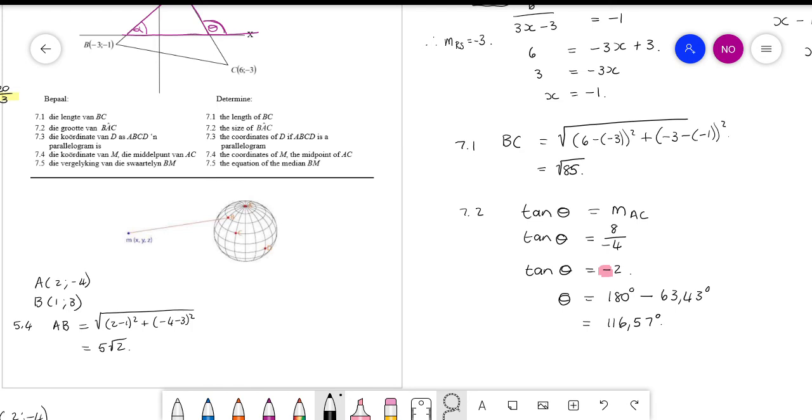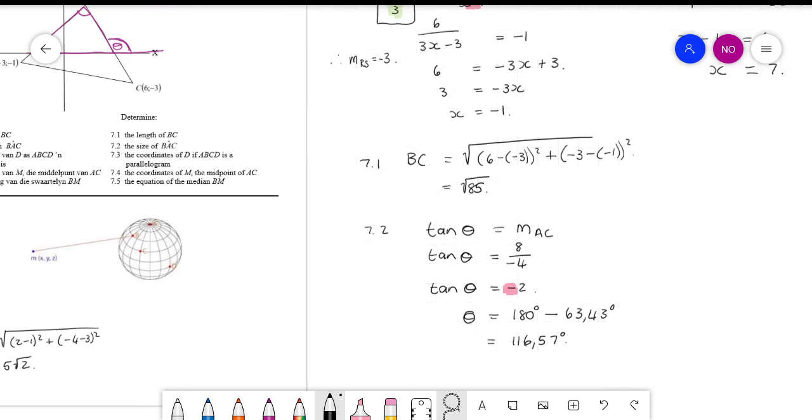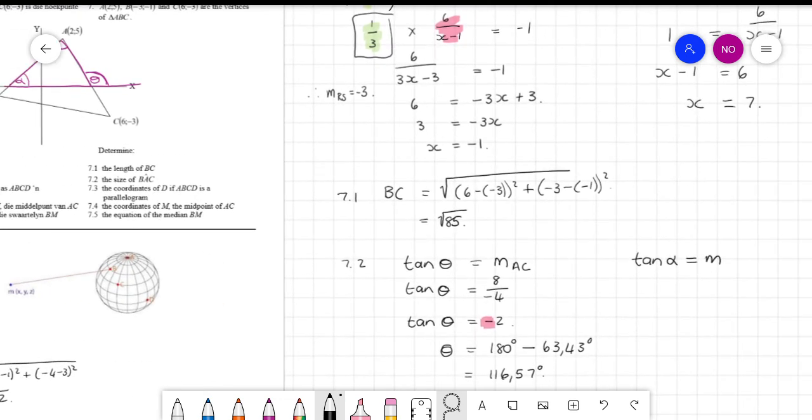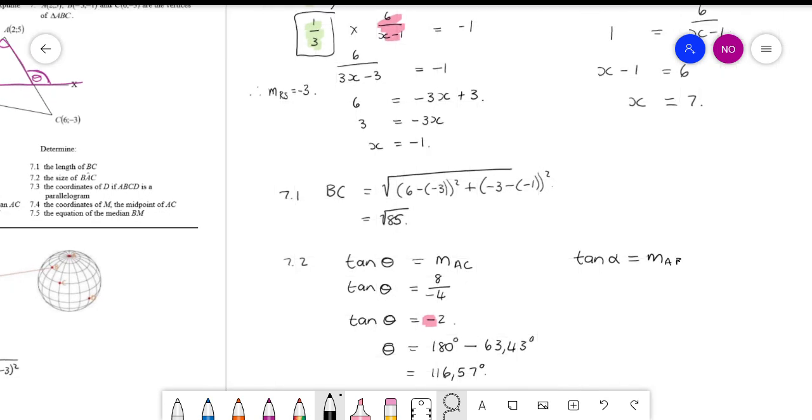Okay, next one. Tan of alpha is equal to the gradient of what? Look at where my alpha is. AB. Not negative. Do you guys see that?